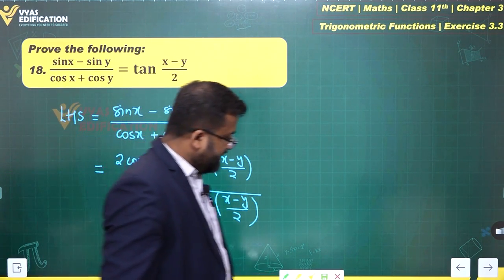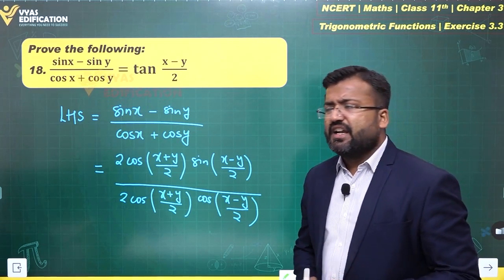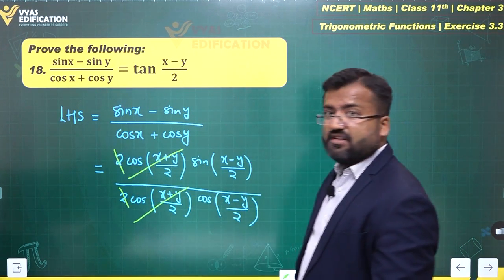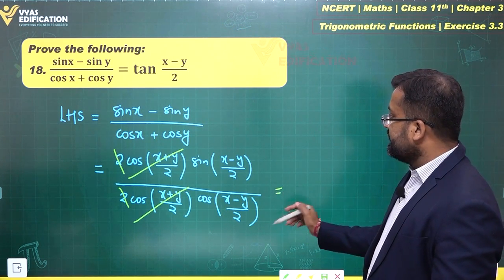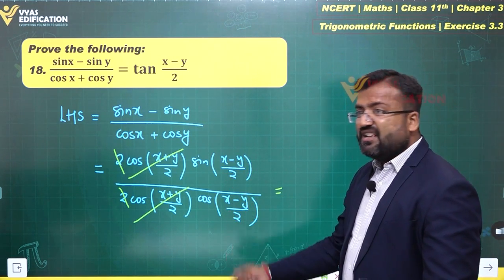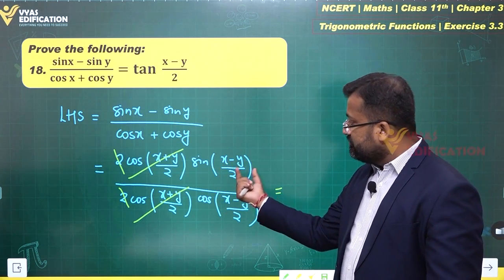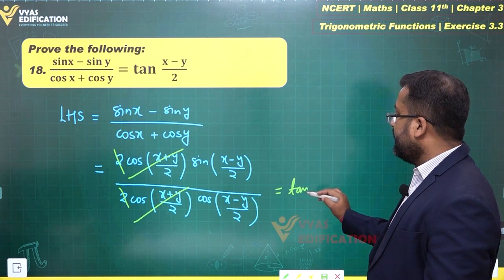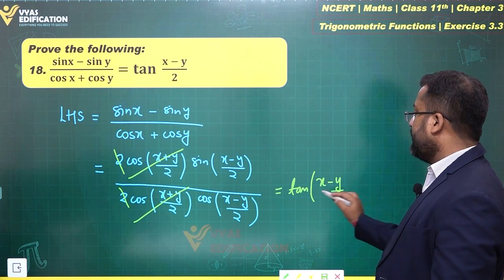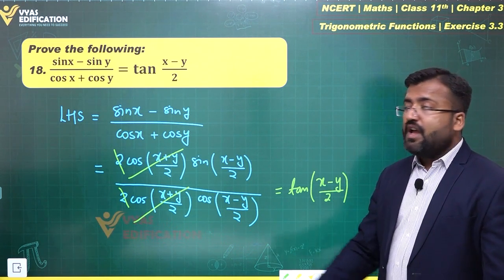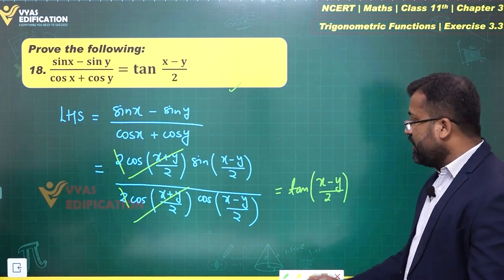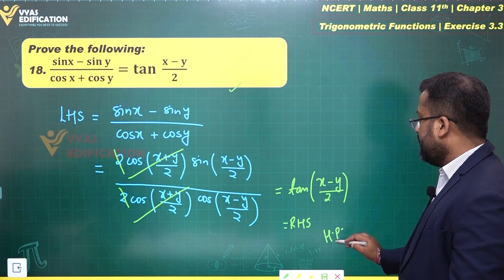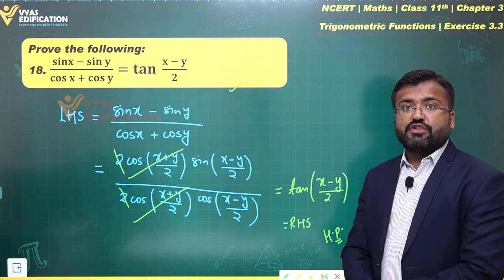Now at this stage, you will observe that a few terms get cancelled. Cos (x plus y) by 2 gets cancelled. 2 and 2 will get cancelled. And what you will get is this. As you may observe, the angles are the same, (x minus y) by 2. This is sine something, cos that same thing. This is sine theta upon cos theta, which is actually tan theta. Instead of theta, you have (x minus y) by 2. And yes, this is equal to my RHS. Simple result, simple solution. That is all in this question.